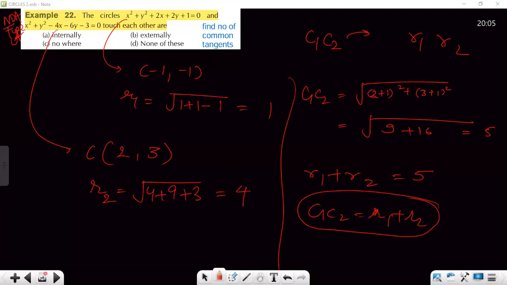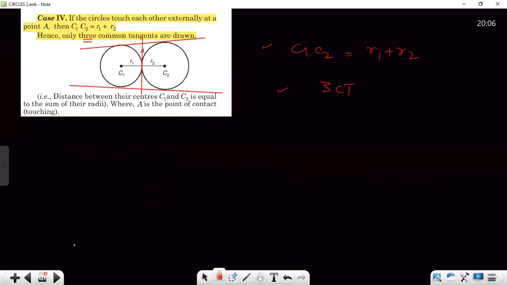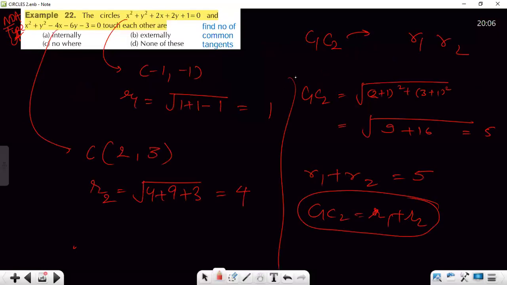If you're not able to remember, problem. See, when two circles were touching each other externally, then R1 plus R2 was equal to the distance between C1 and C2. And how many common tangents were there? There were three common tangents. So the answer becomes B, the number of common tangents becomes 3. This can also be asked. Understood?